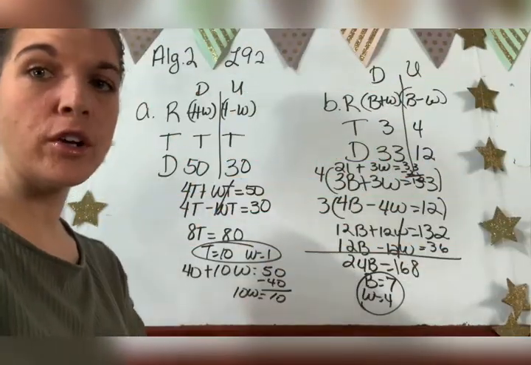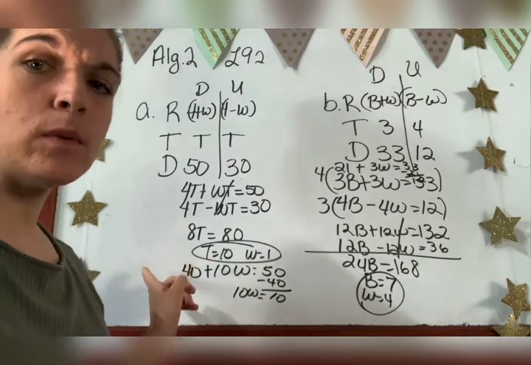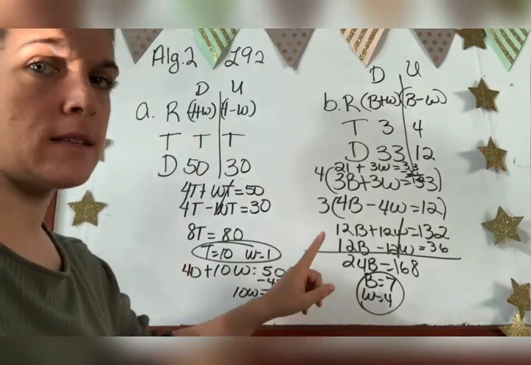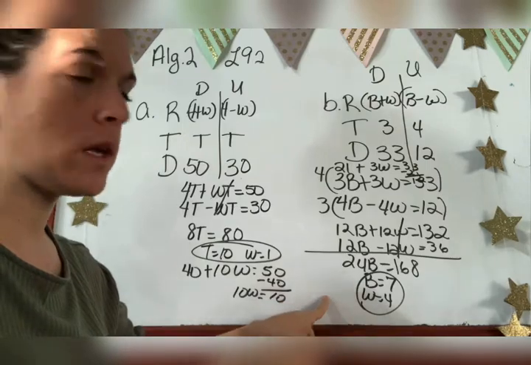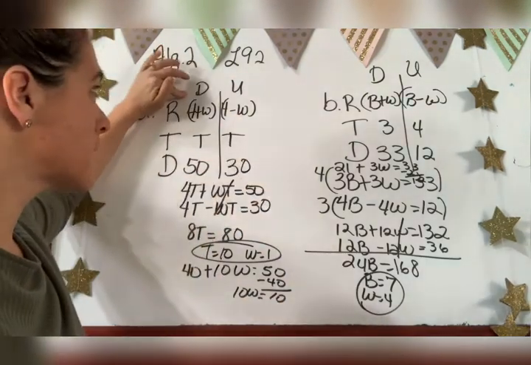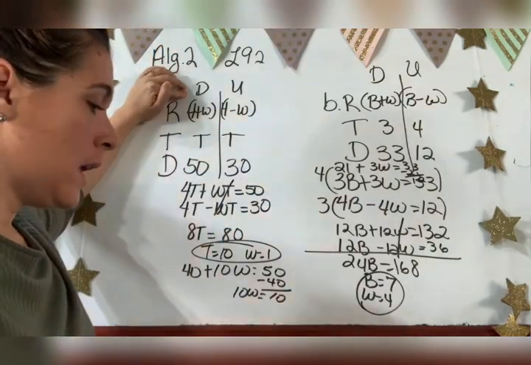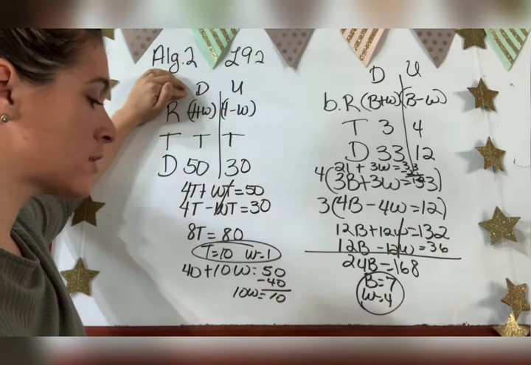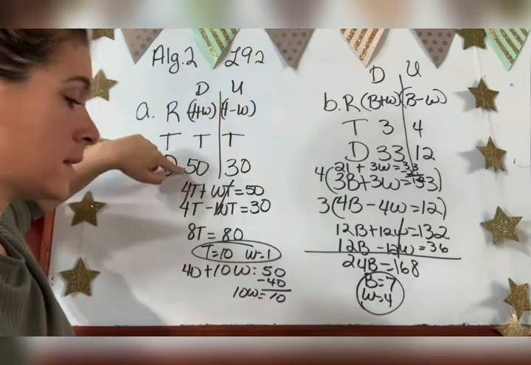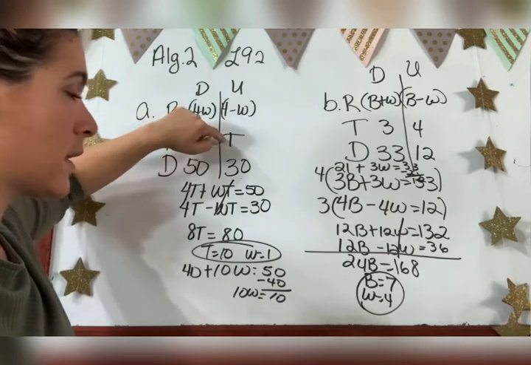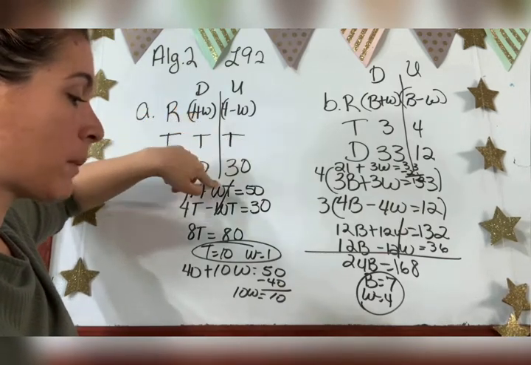Okay guys, here are your answers. For A, T equals 10, W equals 1. For B, B equals 7, W equals 4. So how do we get this one? It says that Annie and Patrice could go 50 miles downstream in the same time, so the times are equal, that it takes them to go 30 miles upstream.